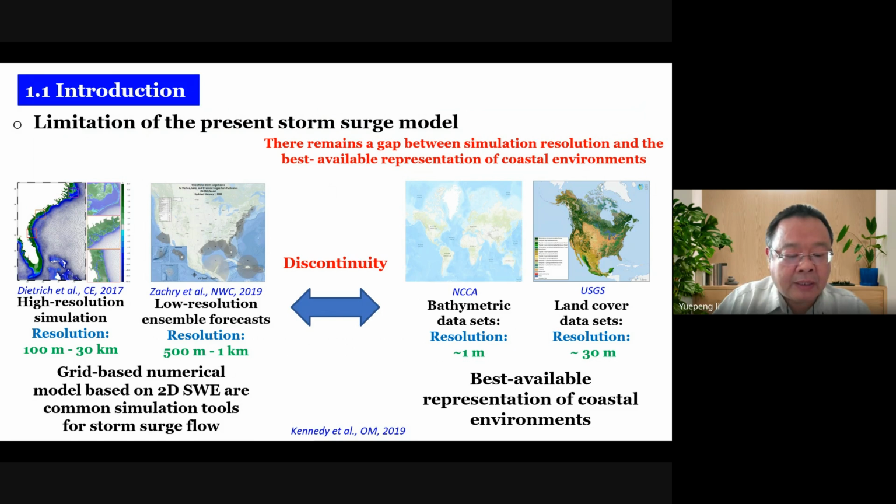Grid-based numerical storm surge models use the two-dimensional shallow water equation. Generally, finer meshes enhance the accuracy of flooding prediction because they take more information into consideration. Nowadays, high resolution data has become more and more available. However, it's very expensive to run the simulation on high resolution data sets, like 10 meter, 30 meter. This brings us a gap between simulation resolution and the best available representation of the coastal geometry.